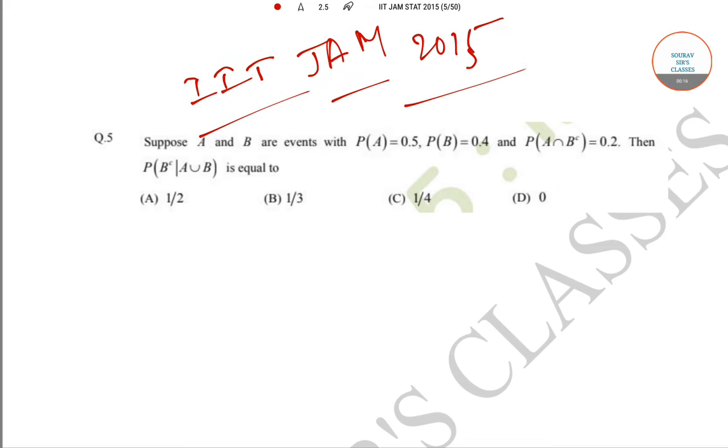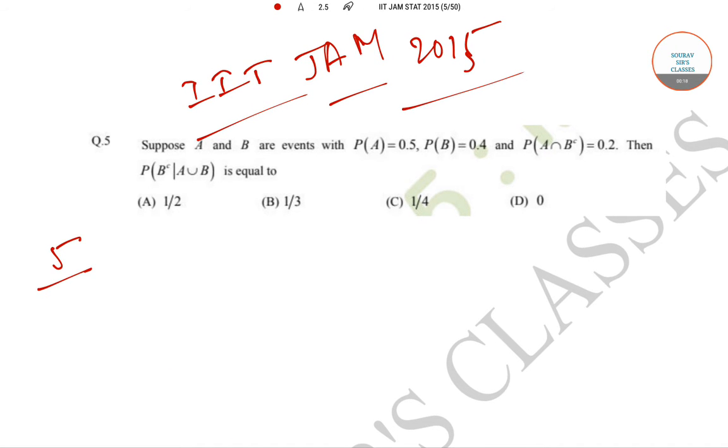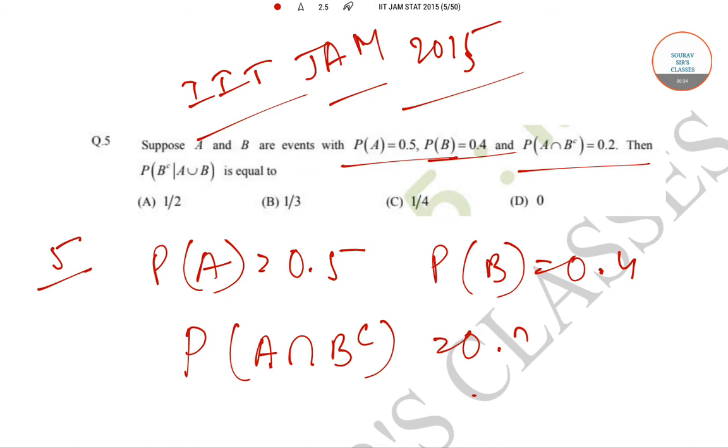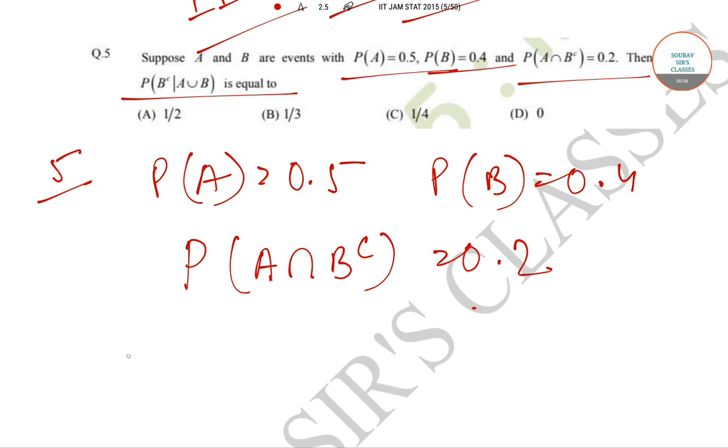Let's start with question number 5. In question number 5, we are given probability of A is equal to 0.5, probability of B is equal to 0.4, and probability of A intersection B complement is equal to 0.2. So we are about to calculate the value of probability of B complement given A union B.